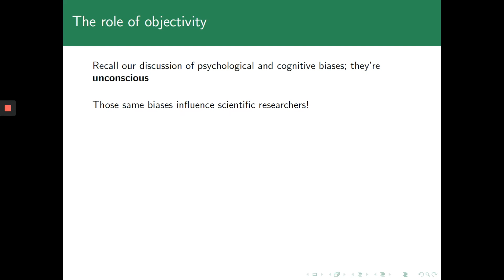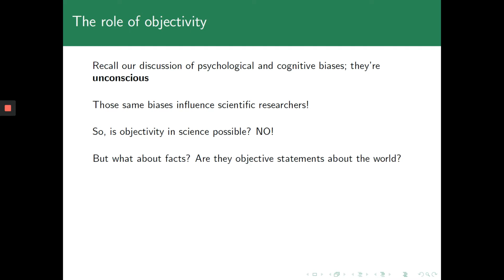Those same biases and many, many more influence scientific researchers, okay? Scientific researchers are not free from bias, but this doesn't make them biased. I know that sounds funny, but that's true. So here's a great question. Is objectivity in science possible? And you expect me to answer, yes, of course it is. No, the answer is absolutely not. Objectivity is not possible in science because objectivity is very difficult in humans. So if objectivity is not possible, what do we do?